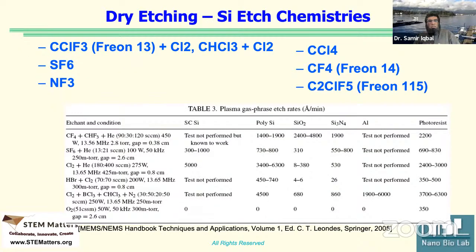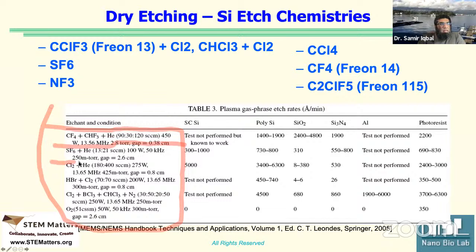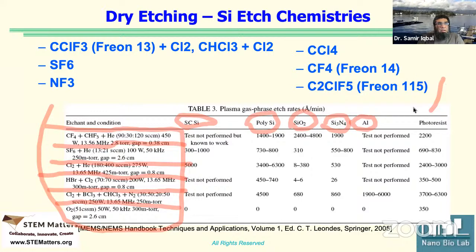There are different recipes. I'm showing silicon recipes here. So the left side is showing different combinations of different gases that come together. So each one is a recipe. This one is a recipe. So this is a recipe. So these different chemicals, their conditions of pressure, the conditions for plasma, what kind of energy at what frequency has to be applied. Once we do that, it tells us on the right side that single crystalline silicon would etch at what rate. This is single crystalline silicon, this polysilicon, this silicon dioxide, silicon nitride, aluminum, and photoresist. So for all these different materials, each recipe has a different etch rate.